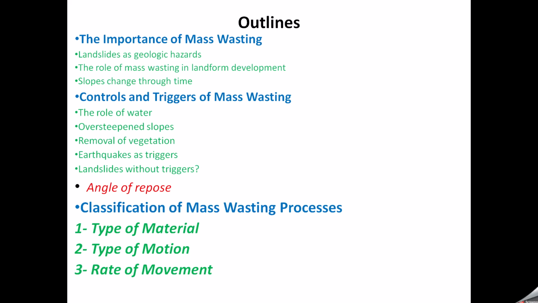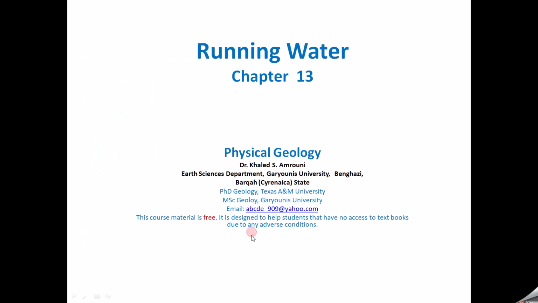The role of water is always there. Oversteepened slopes. Removal of vegetation. Earthquakes as trigger. Landslides without trigger. And then we'll look at the angle of repose. Classification of mass wasting processes. There are 3 types: classification based on type of material, type of motion, rate of movement.